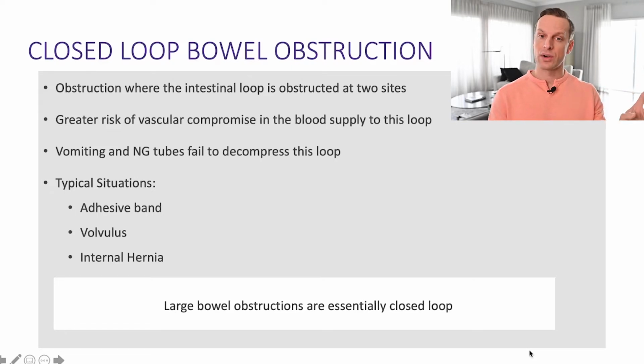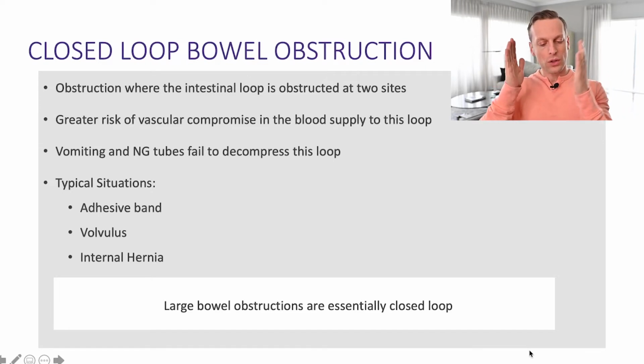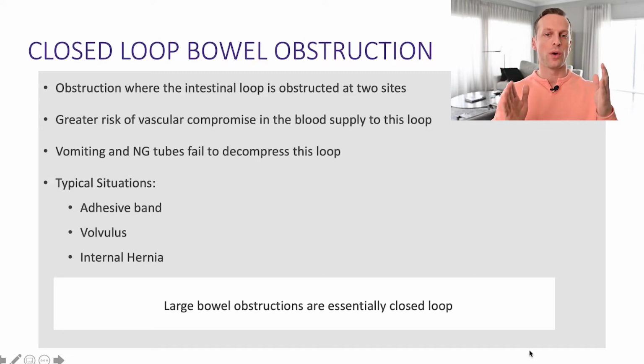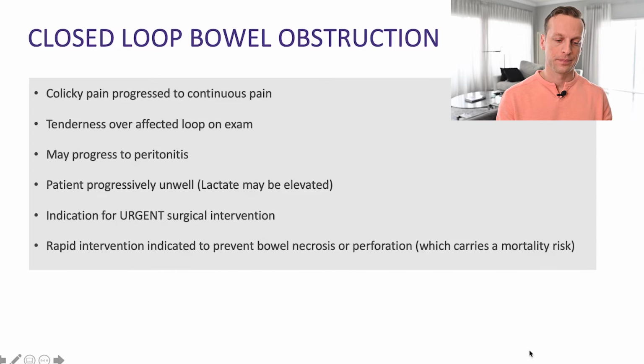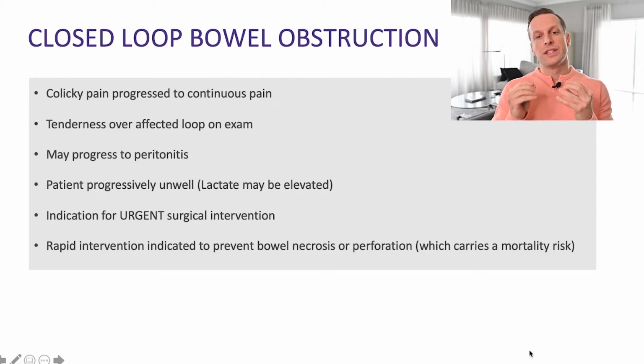You'll remember from the x-rays in the last lecture, there's almost no air fluid levels and gas in the small bowel because despite the large bowel obstruction, the small bowel was still dumping its contents into the colon. So large bowel obstructions need to be treated and thought of as closed loop obstructions. There's no effective decompression. The symptoms of a closed loop bowel obstruction are worth paying attention to.